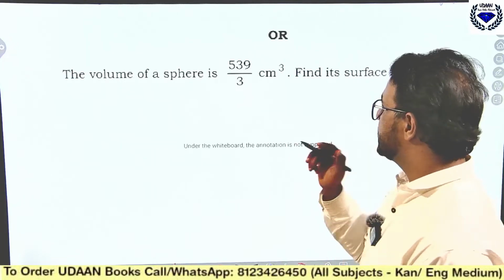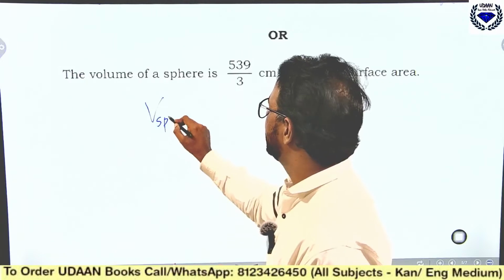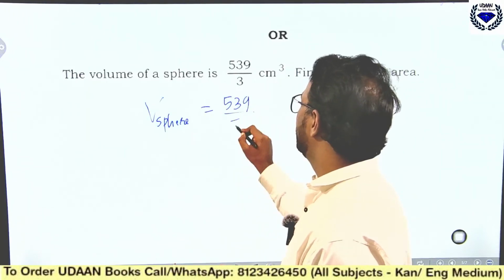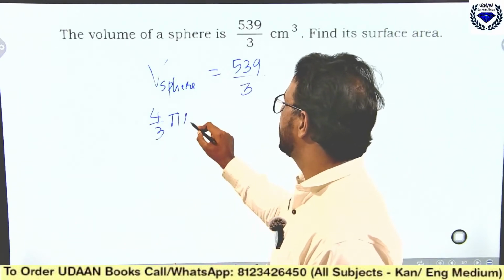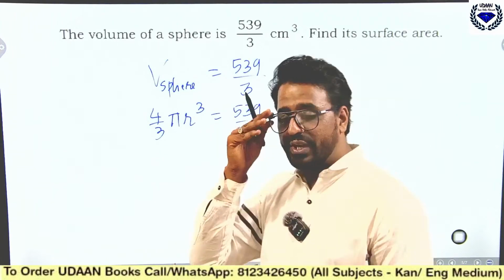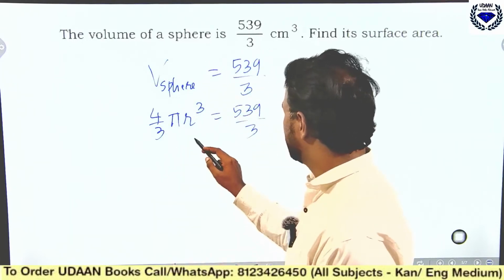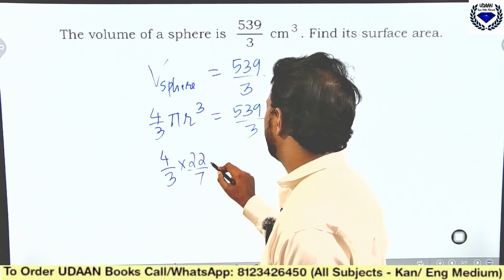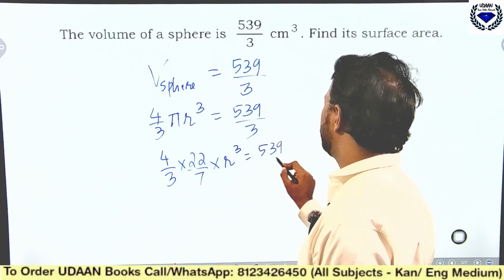So how to solve this one? See here, this volume of sphere is given. So volume of sphere is what? 539 by 3. The volume of sphere formula is 4 by 3 pi r cube. This one you should know by heart. Now it is 4 by 3, you write 22 by 7 here into r cube, which is equal to 539 by 3.